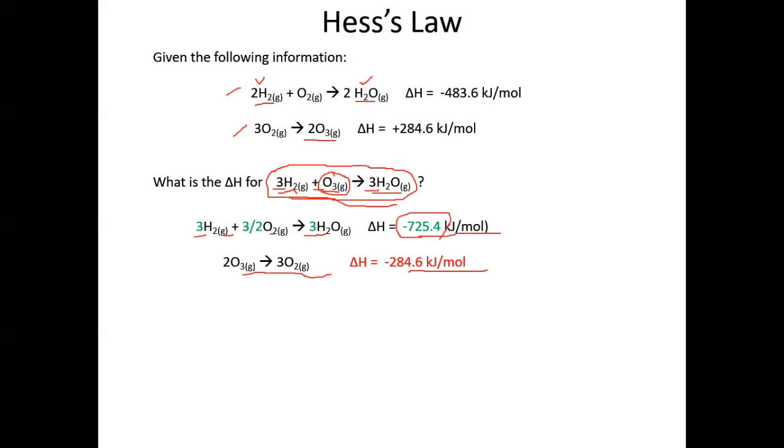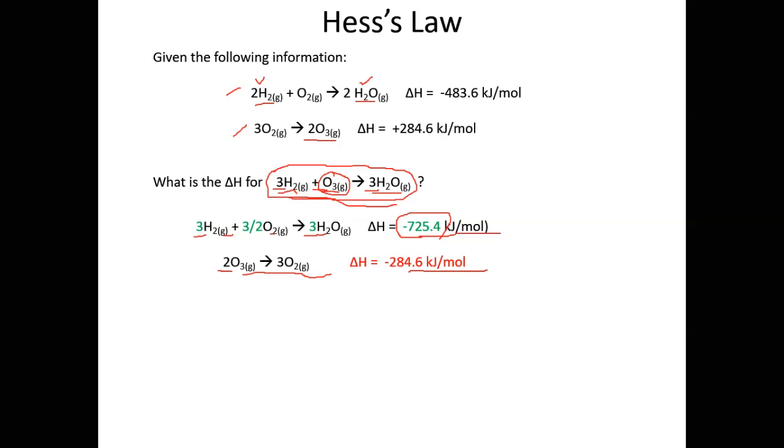Now if we go to ozone, the equation we have for ozone has a coefficient of 2, and in the equation that we want, ozone has a coefficient of 1. So we need to turn 2 into 1. So how do we do that? That's correct. We multiply by 1/2.